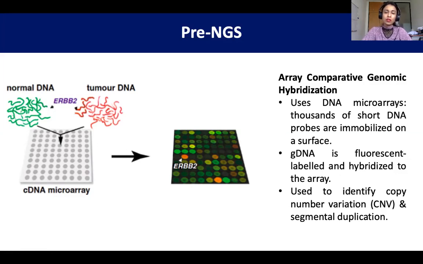So based on the intensity of the fluorescence, they can deduce whether there are tumor DNA or genes related to tumor or genes related to healthy individuals, right? So this is another technique. And they always use this to identify copy number variation and also segmental duplication in chromosomes or in genes.